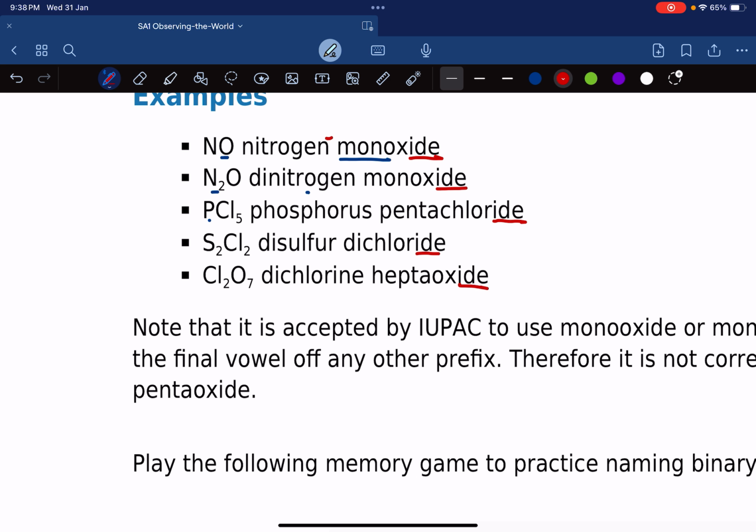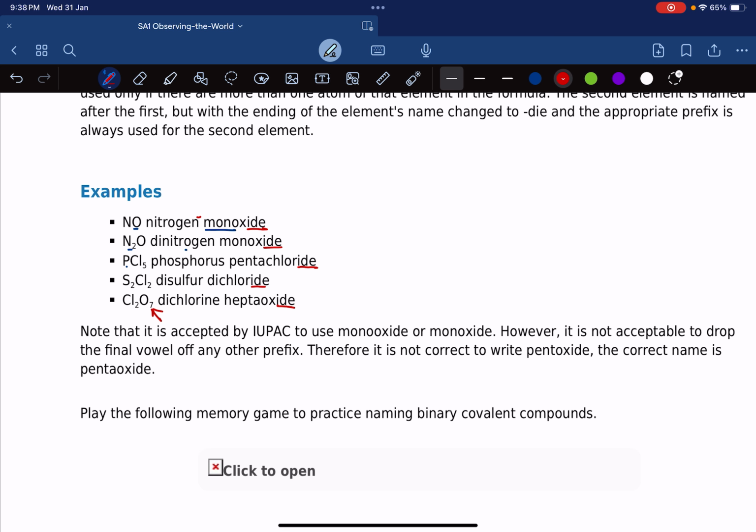So this is dichlorine. Hepta means 7, oxide. So basically you are telling people there are 2 chlorines and there are 7 oxygens: dichlorine heptaoxide. Note, it says here it is accepted by IUPAC, the International Union of Pure and Applied Chemistry. You can decide to write monooxide or monoxide, whichever. You can put double O's there or single O. It does not matter.